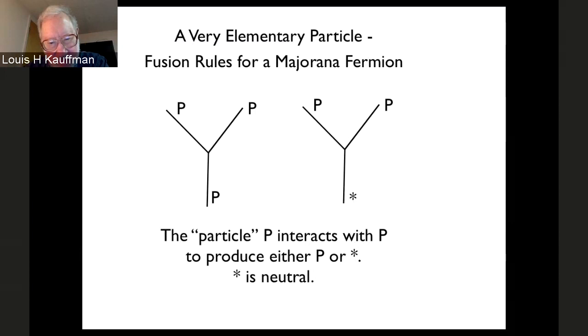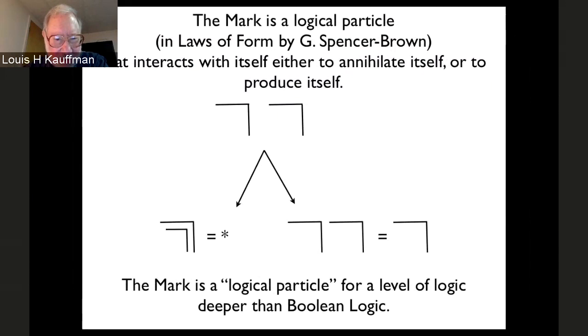This is simpler than what I talked about before. This is just our picture of a particle interacting with itself to produce itself or nothing. And I can't resist mentioning a logical particle that does this. This is a formalism for logic, where you have a bracket due to George Spencer Brown, and if the bracket is inside itself, it cancels, like double negation. But if it's next to itself, it condenses, and so becomes itself. So this is a logical particle, a formalism that acts like that.